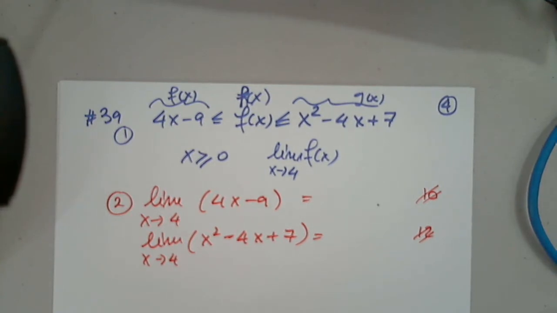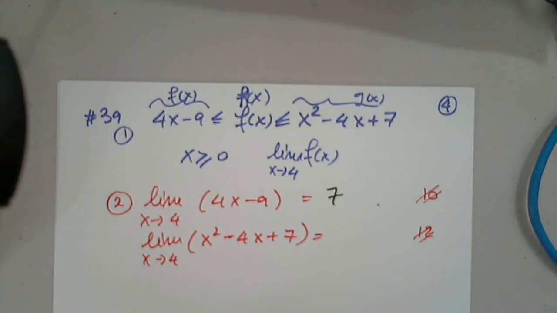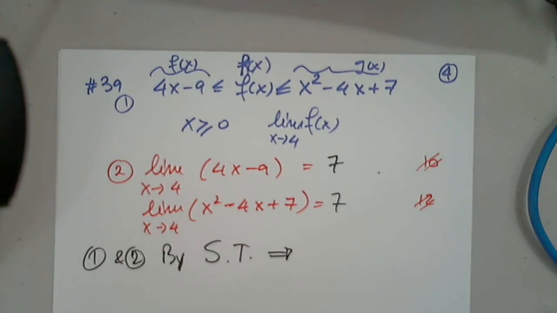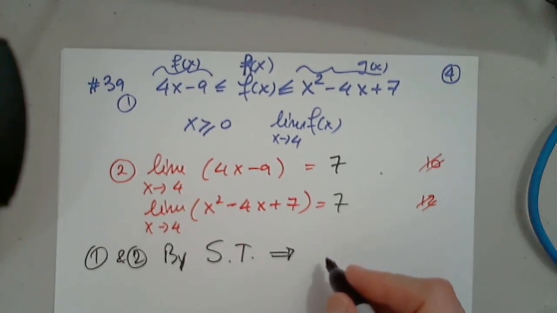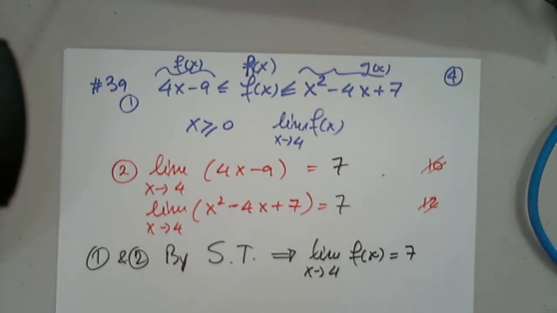Good. So what is the first limit, please? 7. Excellent. What is the second limit, please? 7. What do we conclude from 1 and 2 by the squeeze theorem? The limit as x approaches 4 of f of x equals 7. That's it. Awesome.